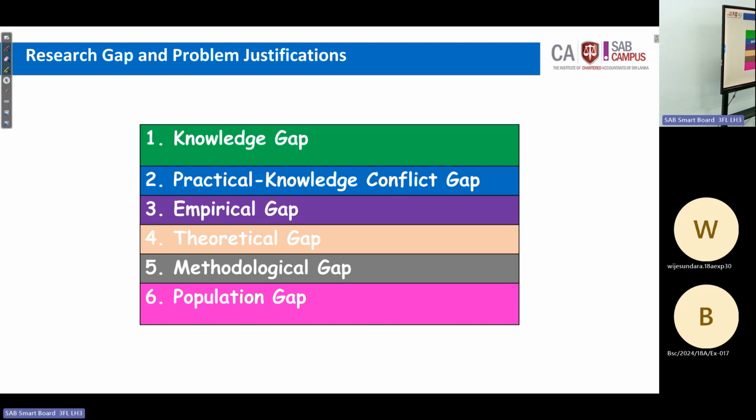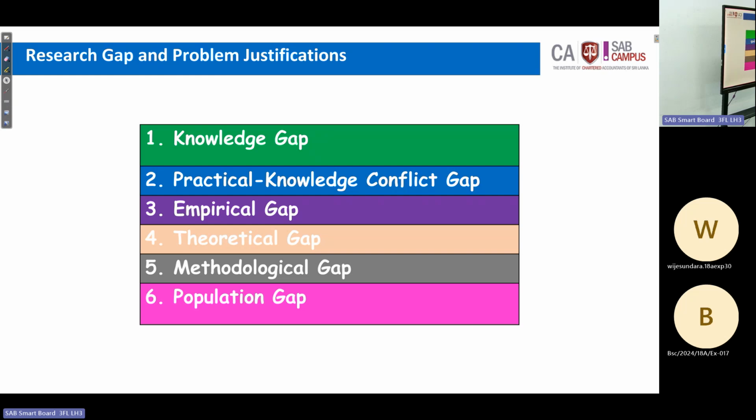Knowledge gap. What do you mean by the knowledge gap? Now you know the clear word regarding the gap. Why are the gaps there? Because there are no new things, no answers for these existing questions. So, knowledge gap.